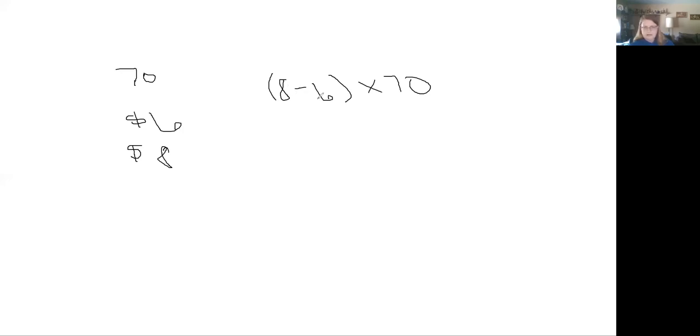And because it's set off in parentheses, it really doesn't matter if the 70 comes first or the 8 minus 6 comes first, because with our order of operations, what's in parentheses we will always do first. So even though option C is written 70 times 8 minus 6, you're going to get the same answer with this one as you are with this one, because it doesn't matter which one is written first from left to right in the equation. What matters is what's in parentheses.